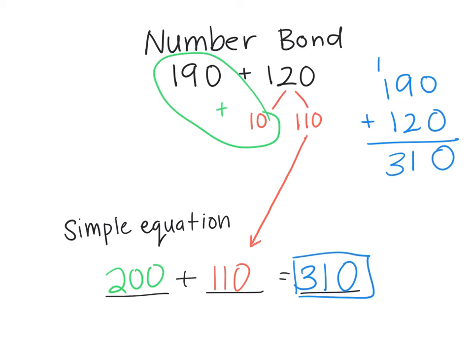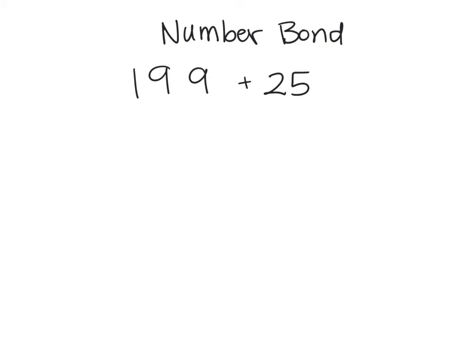Okay, so either way works, but what you're going to be practicing today is just another strategy to help you understand ways to make an equation a little bit simpler. So let's try another one together. Here's another problem, 199 plus 25. We want to try to use a number bond and turn this into a simpler equation.